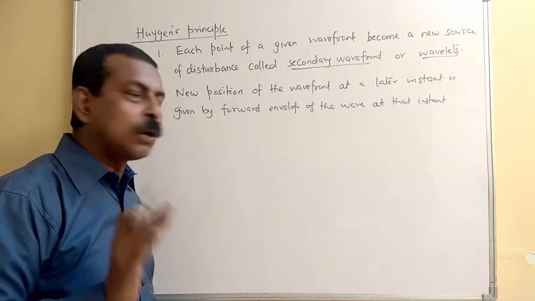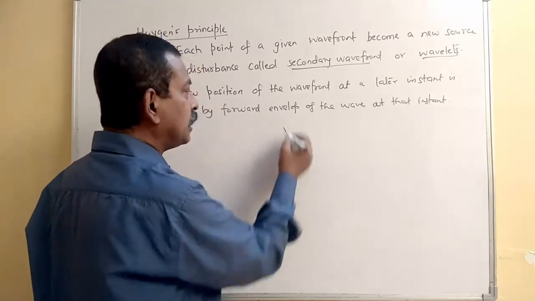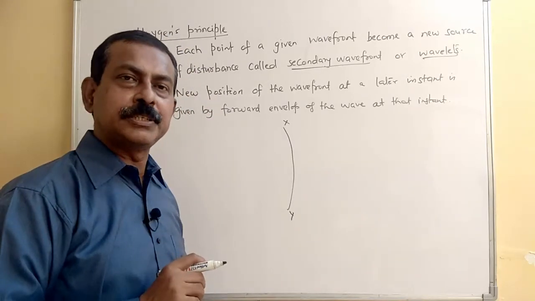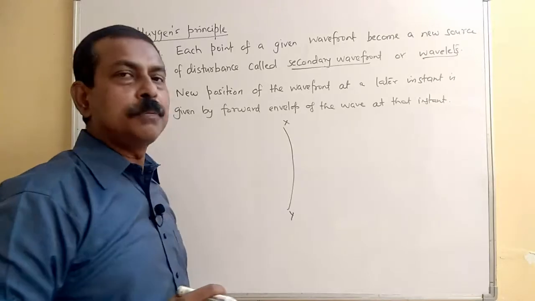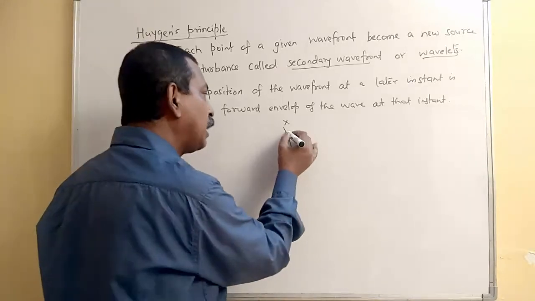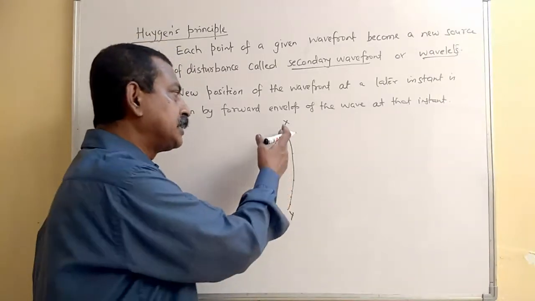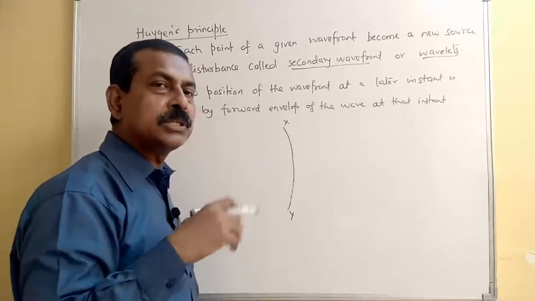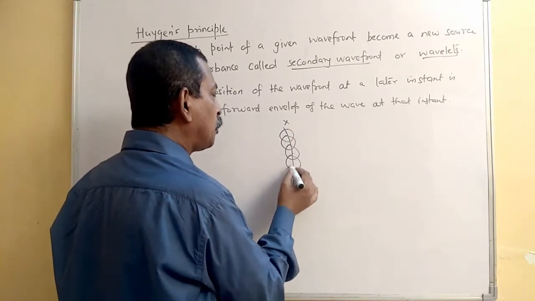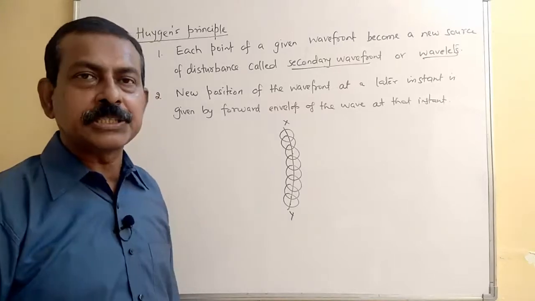Now what does it mean? Suppose I take a particular wavefront. This is suppose XY representing a wavefront at any particular instant. As per the first law, every point of that is becoming a new source of disturbance. So every point we are taking is a point source, and that will give you waves propagating in all possible directions.